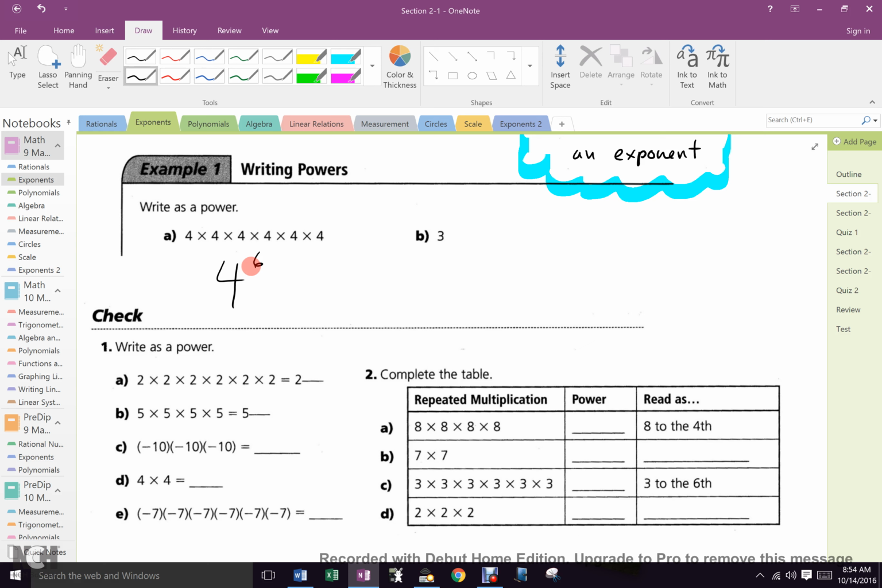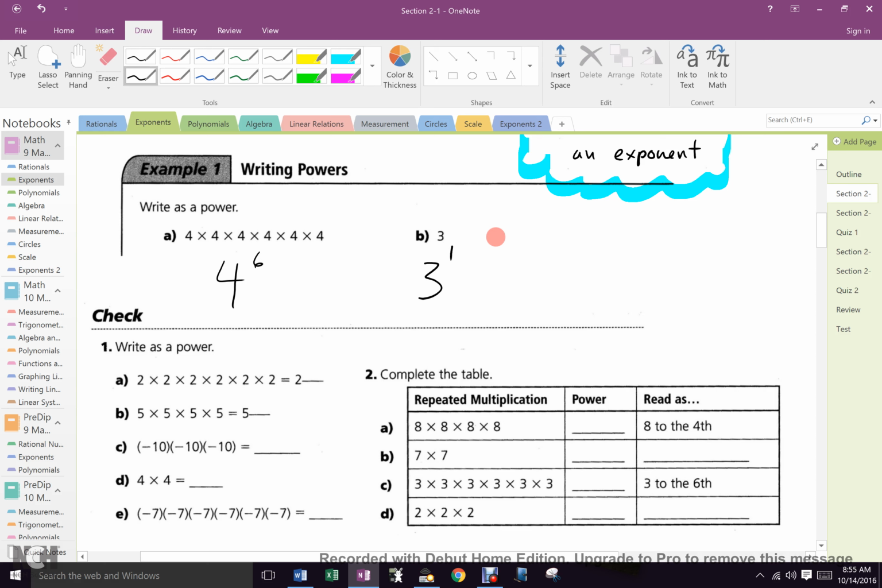Now, look at B and tell me what you think that is as a power. 3 is the base. And what's its exponent? 1. Because there's only 1 3 there. Understand? Now, you guys are smart kids. We have seen other places in math where the number 1 should be written and we don't write it. Haven't we? So do you think we write that 1 there? Yes or no? No, we don't.